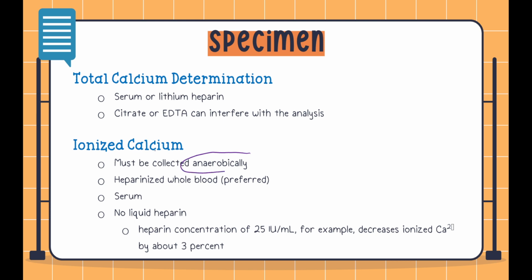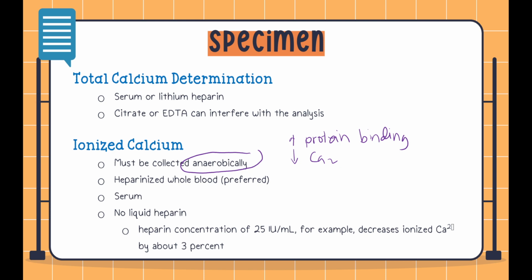When we say anaerobically, it should be without the presence of oxygen. Now, why? Any change in the pH could actually affect your calcium level. With the presence of oxygen, as your oxygen level increases, it could also change your pH. As your pH increases, meaning it becomes alkaline, it promotes an increase in protein binding. Thus, because there is increased protein binding, there would be a change in your calcium level, since we are looking at the ionized or free calcium here.